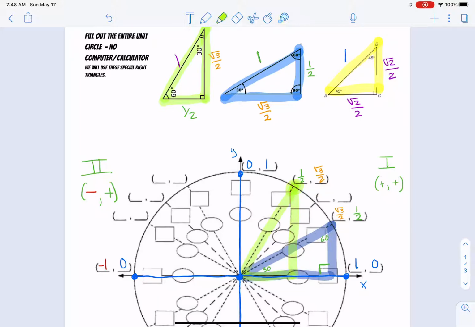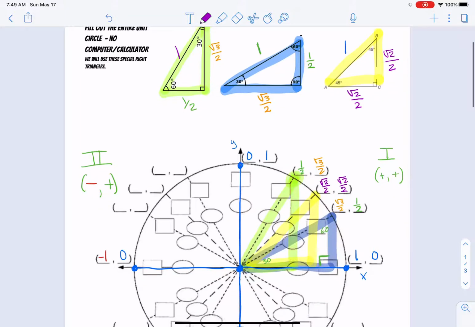All right, last but not least, let's look at our 45, 45, 90. Well, this one's easier again because we know the legs are the same length. So I go over square root 2 over 2, and I go up square root 2 over 2. And that's how we build this unit circle.